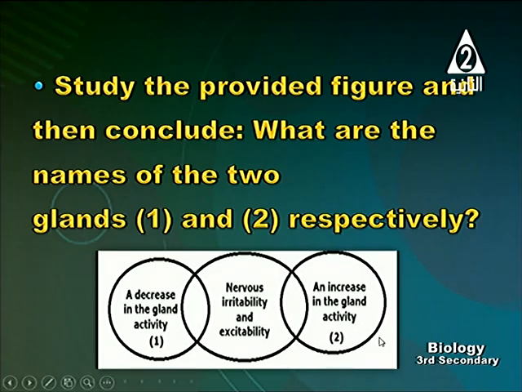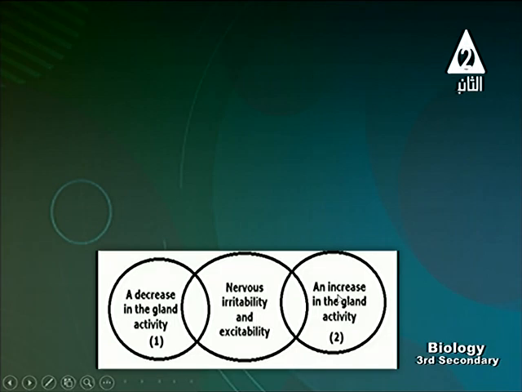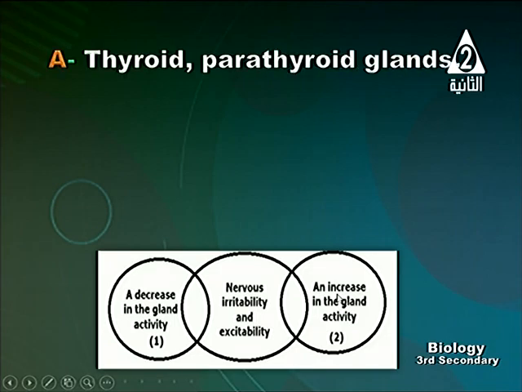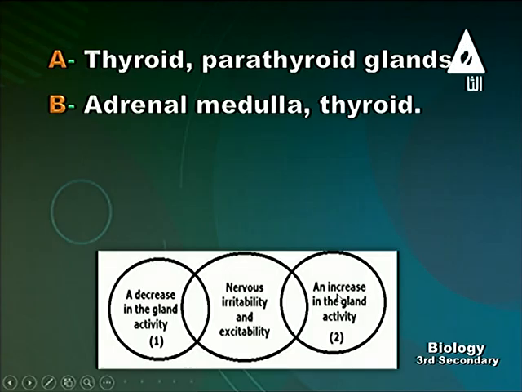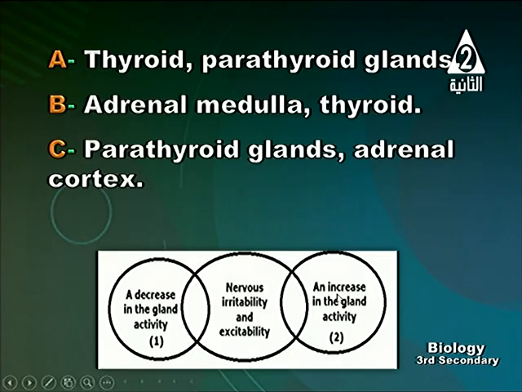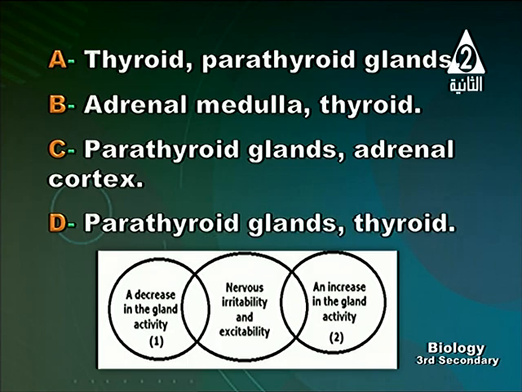On the other hand, an increase in the gland activity causes nervous irritability and excitability. This refers to gland number 2, which secretes the hormone responsible for this. Of course, the hormone secreted from gland number 2 is thyroxine. So, respectively, gland number 1 is the parathyroid gland and number 2 is the thyroid gland. Let's see the choices to determine the answer: thyroid and parathyroid, adrenal medulla and thyroid, parathyroid glands and adrenal cortex, or parathyroid gland and thyroid gland.